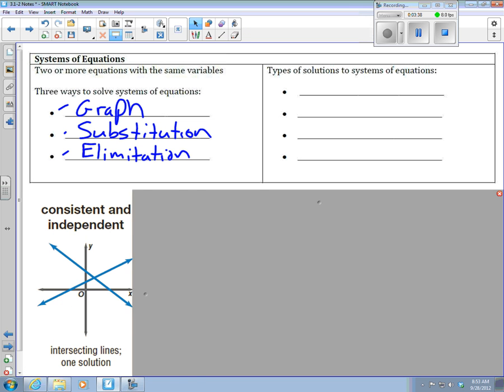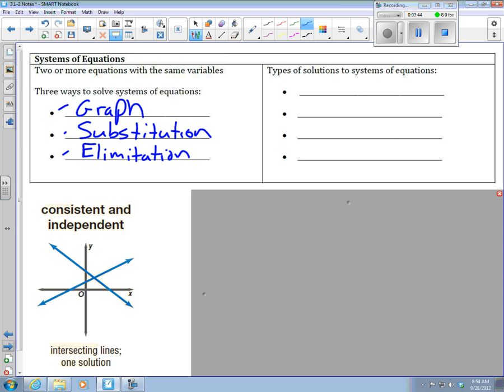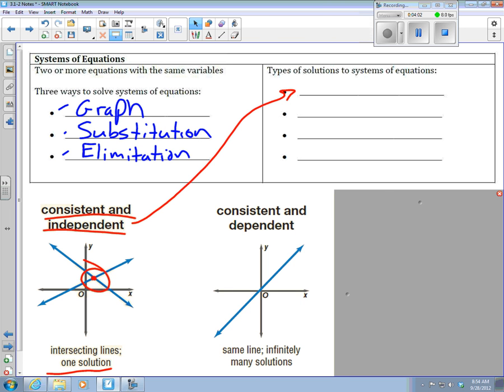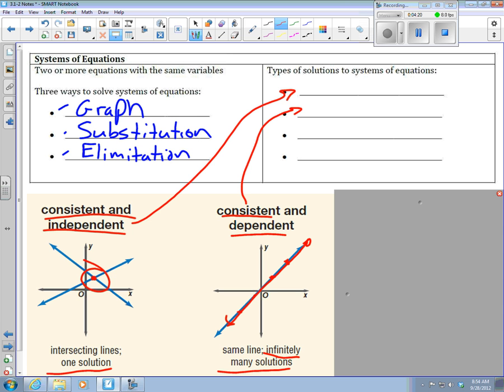Now, when you're graphing these, a couple different things can happen. Number one, you could have two different lines and they intersect at one point like this. That one point is your one solution. This is called consistent independent. So you could write that up here if you wanted to, consistent independent. You might have this also, consistent dependent. It's basically the two lines are the exact same line. So you have a line and then another line on top of it. Where do they intersect? They intersect in infinitely many points. So they have infinitely many solutions. And that would be the second type of solution.